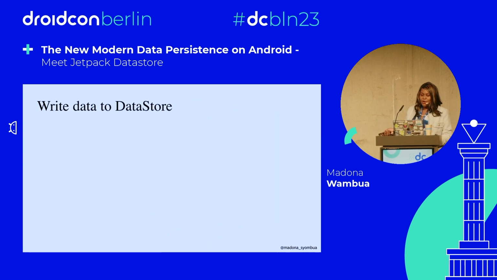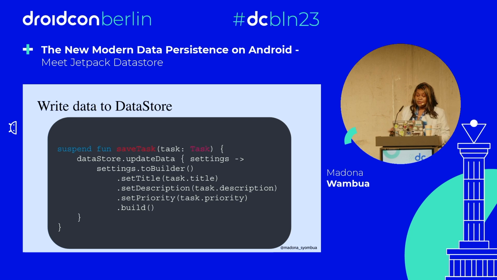Now, how do we write to the data store? So here, this one becomes easier. We just use updateData. Here we first write that particular function, saveTasks. And as you can see, we just input our tasks. And then we use the updateData function to modify the task data. We use the builder pattern to set the task data and then call build there. As you can see, what we've just done is set the title to task.title, set the description to that, and set the priority, and then you build that.